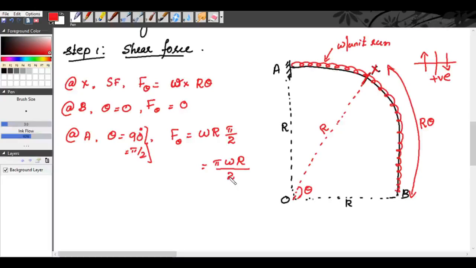So now we can draw the shear force variations. Shear force at X is W R theta, at B it is 0, at A it is pi W R by 2. Everywhere it is positive. So now we will draw the variations of shear force.